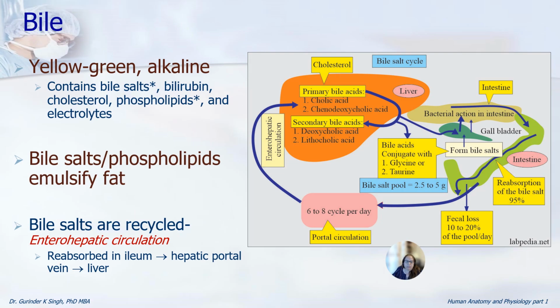So what is bile? Bile is a yellow-green solution. It's a thick solution, and it is alkaline pH, and it contains many bile salts. It also contains bilirubin. The bile salts are obtained from the cholesterol, so they also contain cholesterol. And then they have a lot of phospholipids as well as other salts. So there are two types of bile salts. One is the primary bile salts, and then we have the secondary bile salts.